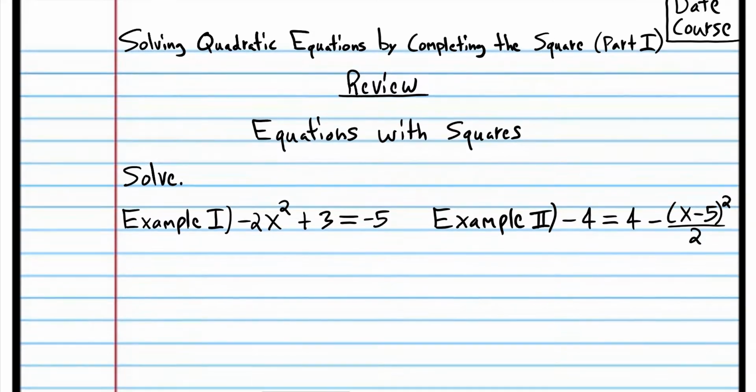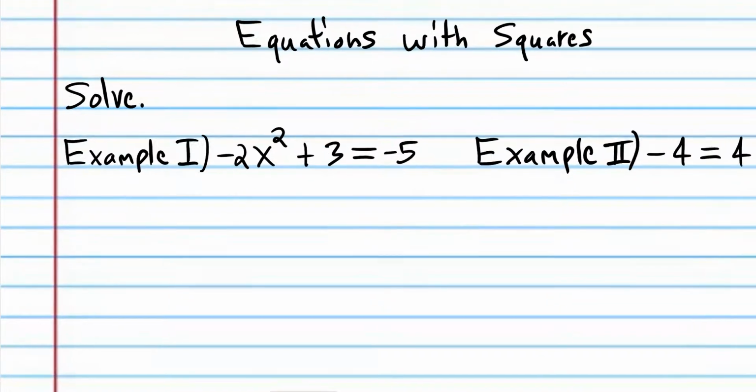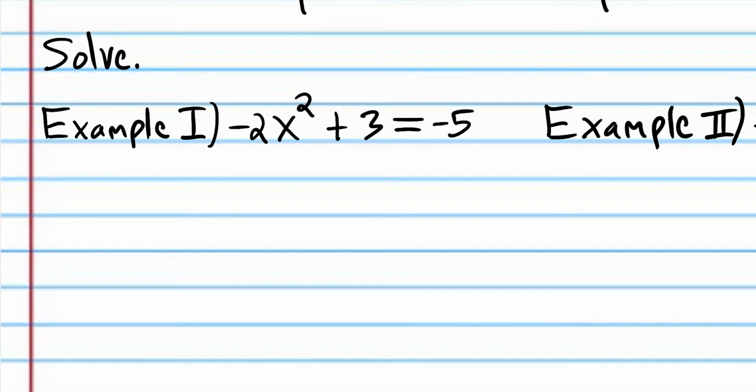So the first thing that we're going to do is we're going to review how to solve equations with squares. And when I say squares, I mean variables are squared. You see this x squared here? And you see this x minus 5 squared? The variables are squared. So the first thing that we're going to do is we're going to isolate the square. We're going to get it by itself.